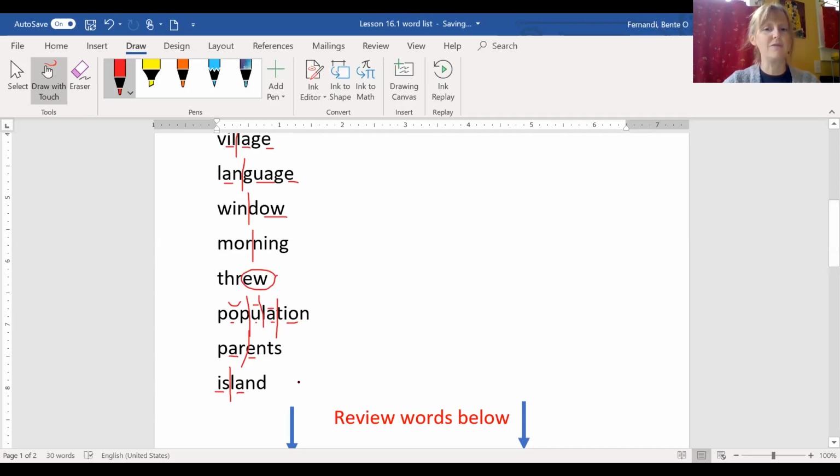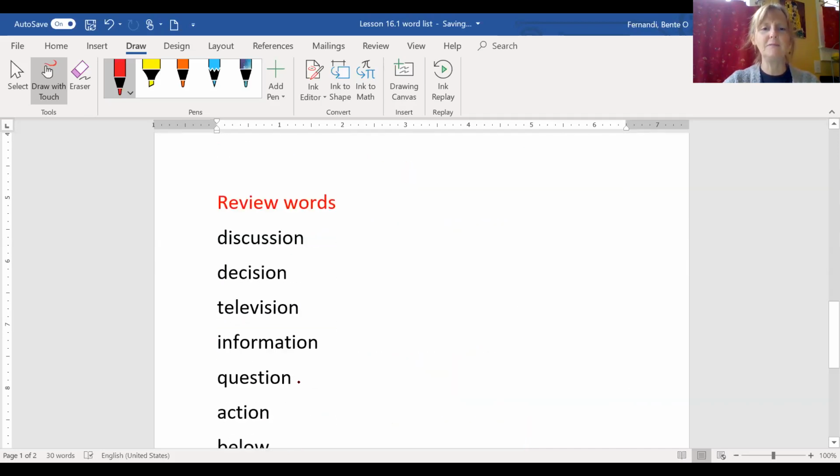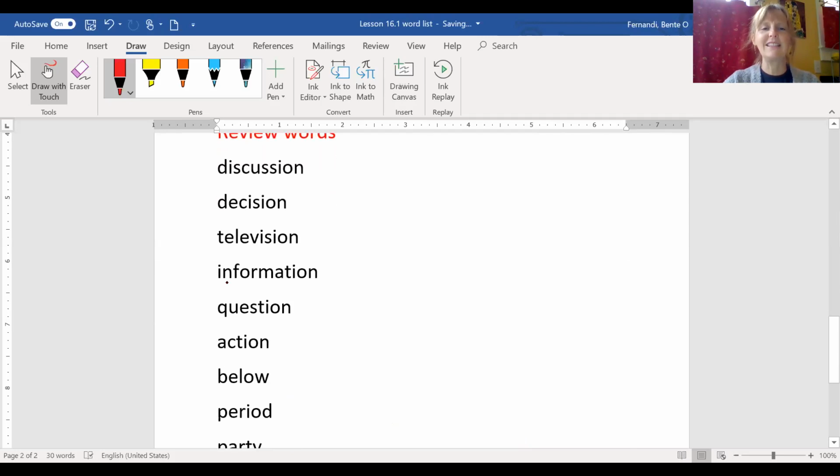Oh, look, we have some review words below. You recognize these. We're just going to quickly go through these. Discuss becomes discussion because we have the double S at the end, and so our rule is that we're going to keep the S-I-O-N. Decision came from decide with the D-E at the end. That always gets switched to an S. Decide became decision.